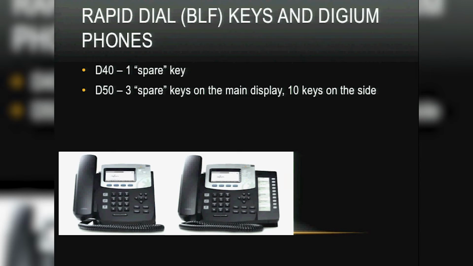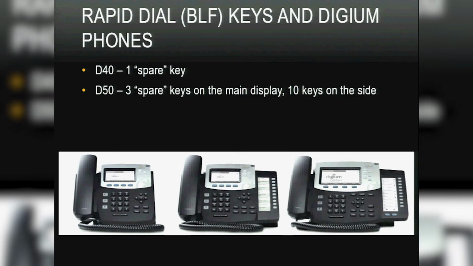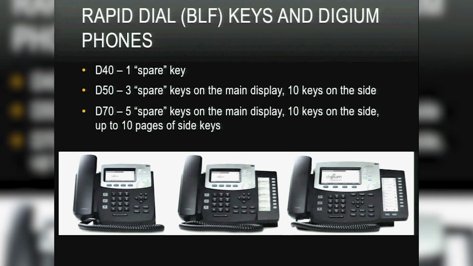And then there's the D70. So it's got 6 lines, which means it's got 5 spare keys. You put a line on the first one. It's got 10 keys on the side, and then it's got these page buttons at the bottom down there that allow you to flip pages. So you can get 10 pages there, gives you 100 contacts. It's really nice. But BLF today is kind of small, right?